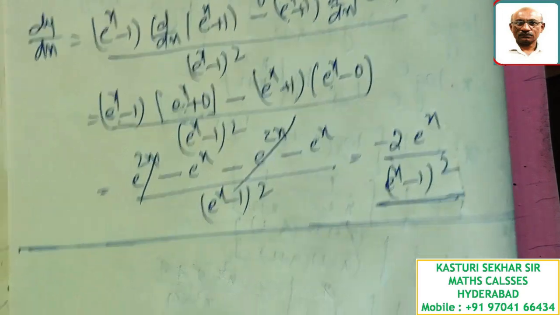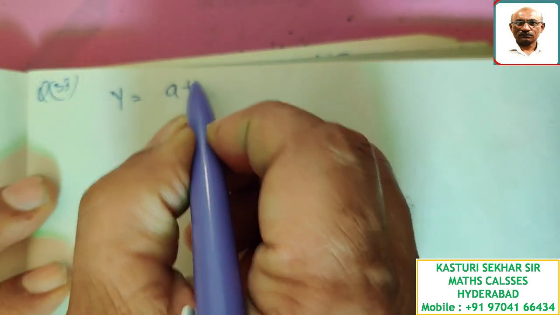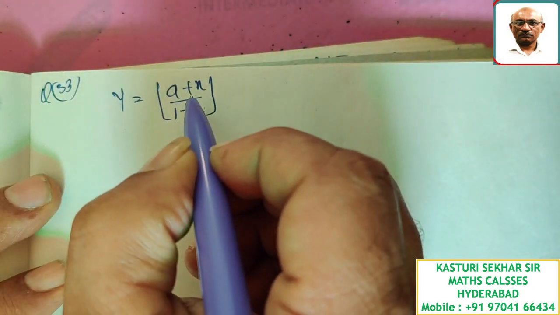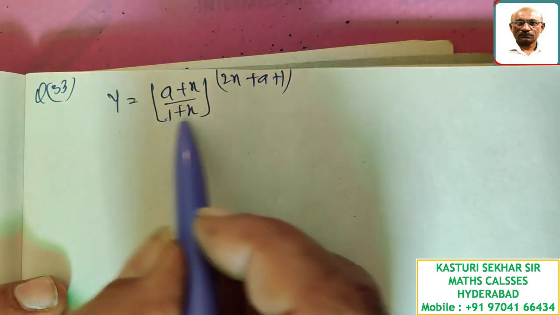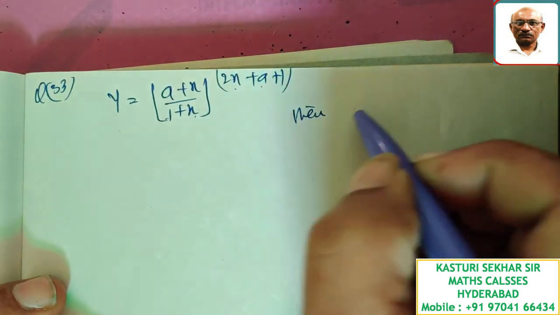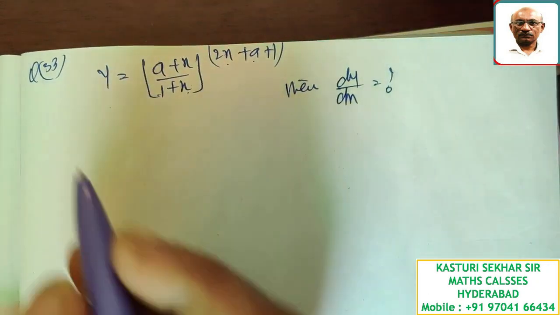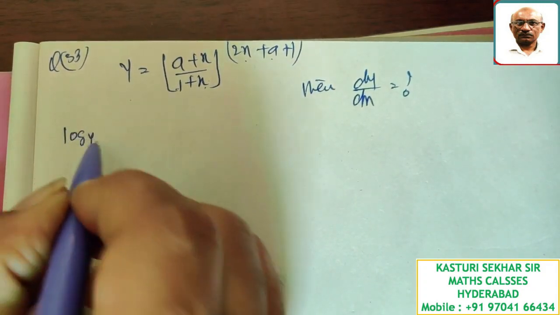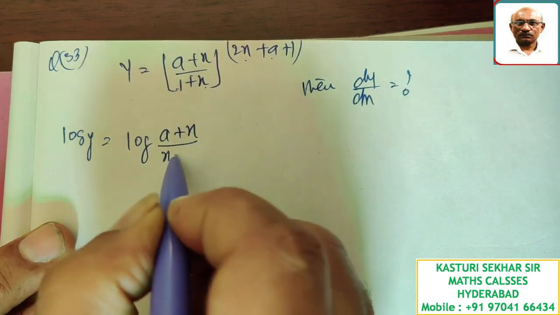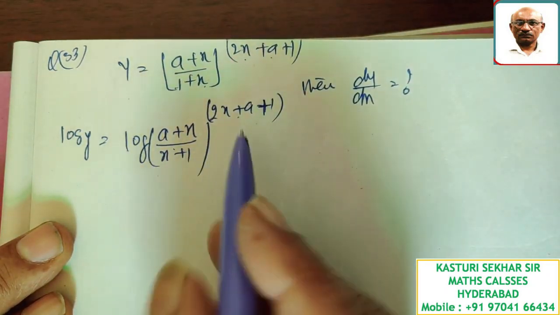Now next, question number 33. y is equal to a power a plus x divided by 1 plus x whole to the power 2x plus a plus 1. Then dy upon dx is question mark. Taking logs on both the sides, because we are dealing with the powers. Log y is equal to log, and log a power b can be written as b log a.